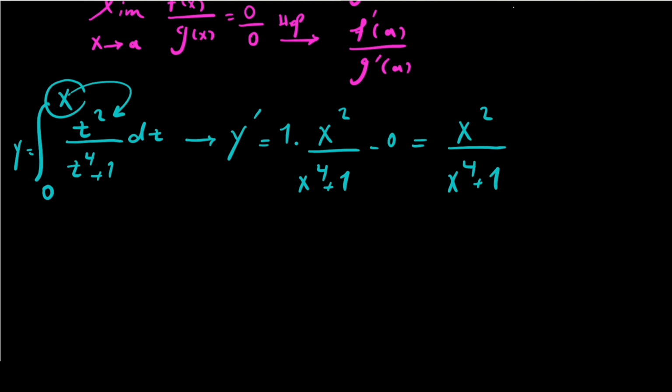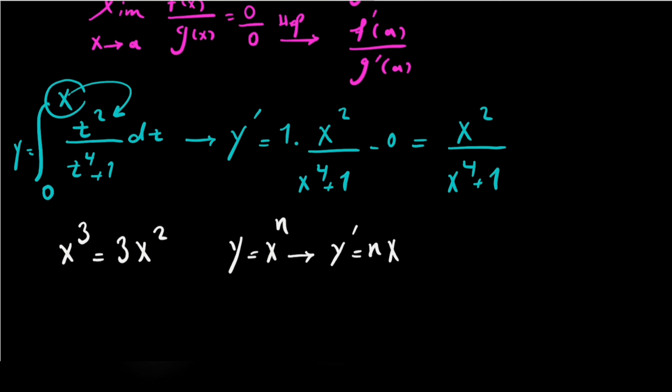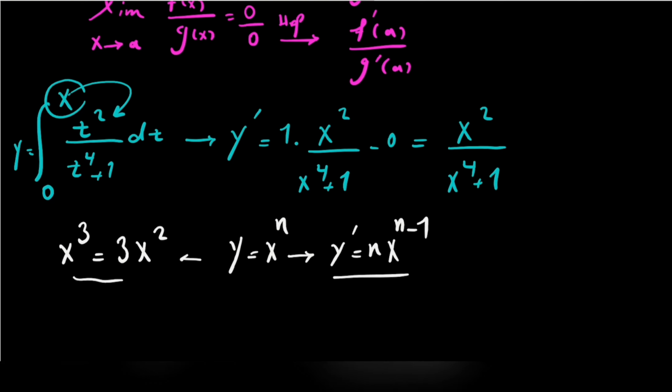And you know that the derivative of x cubed equals 3x squared. Why? Because imagine if you have y equals x to the power of n, then y prime will be equal to n times x to the power of n minus 1. So I use this formula to solve the derivative, and yes, the derivative equals 3x squared.